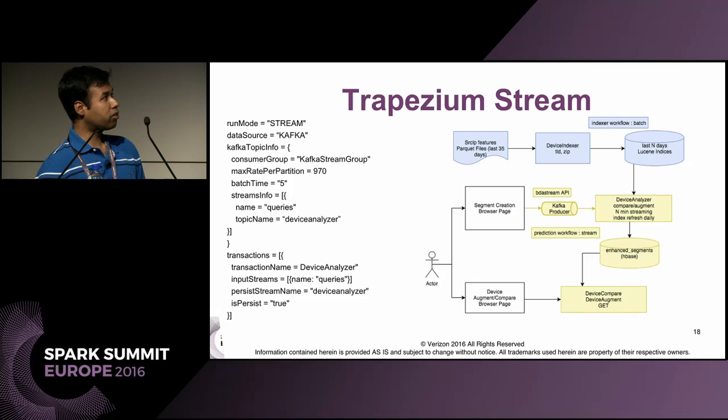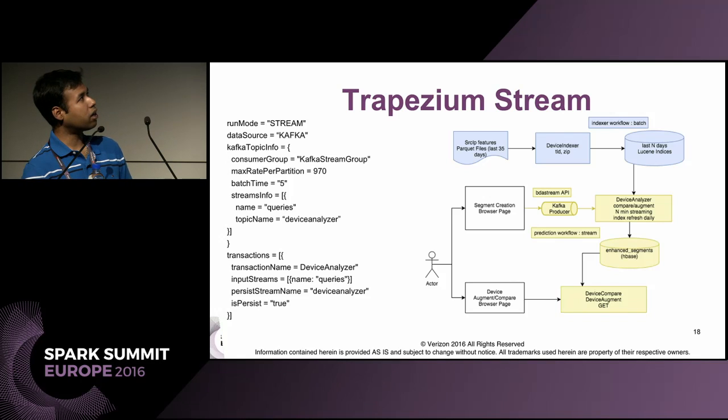Now in the Trapezium streaming version, the streaming flow was a kind of asynchronous flow, because we did not want the user to wait for the response to come back. For that, we have a Kafka REST post. This device analyzer and compare augment are the two main algorithms in the streaming flow, and they are written with the Trapezium streaming workflow. And that also looks like a config-driven flow like this.